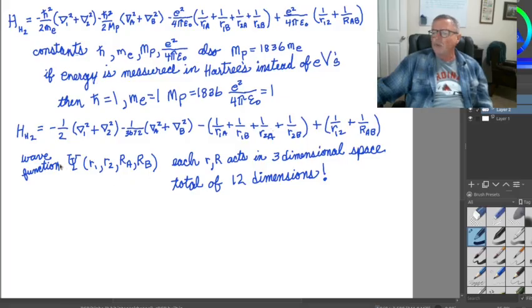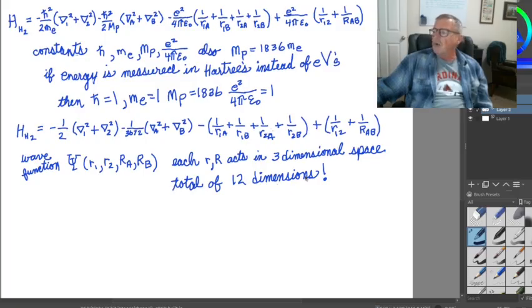Now, if we were to look at the wave function, it would depend upon R1, R2, okay, those we expect, but also the location of the A proton and the location of the B proton. Because if they repel each other, then those things can move too. If we put this all in one coordinate system, well, each one of these is in its own 3-dimensional space. So in just this lowly little hydrogen molecule, we're dealing with 12 dimensions.